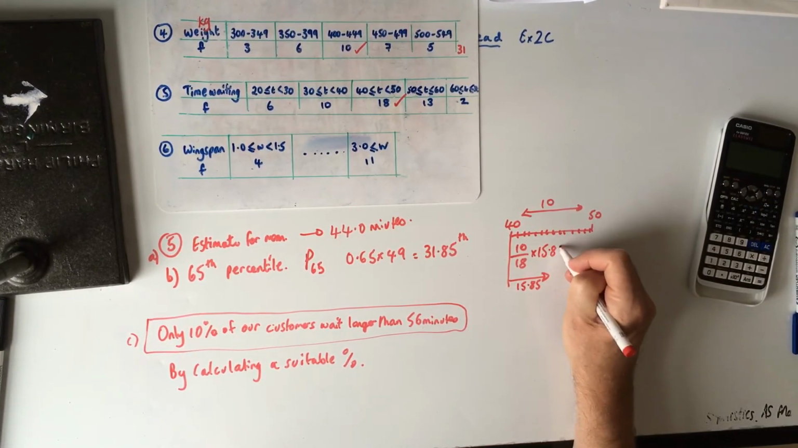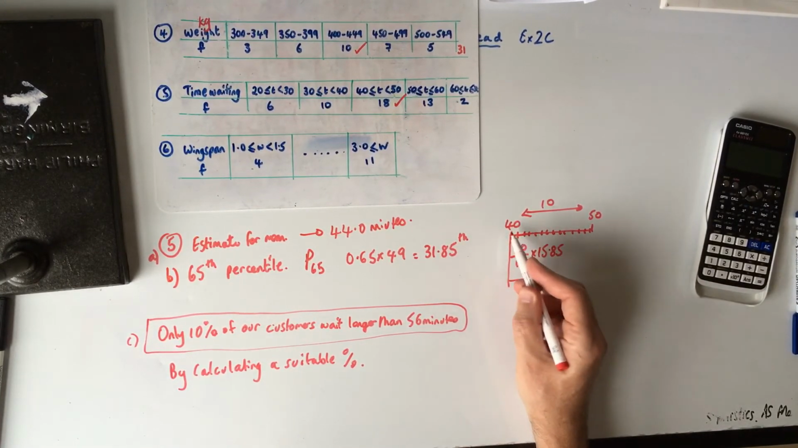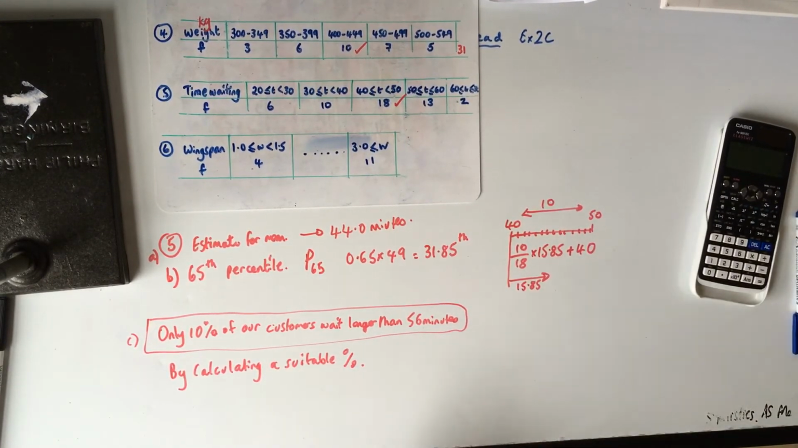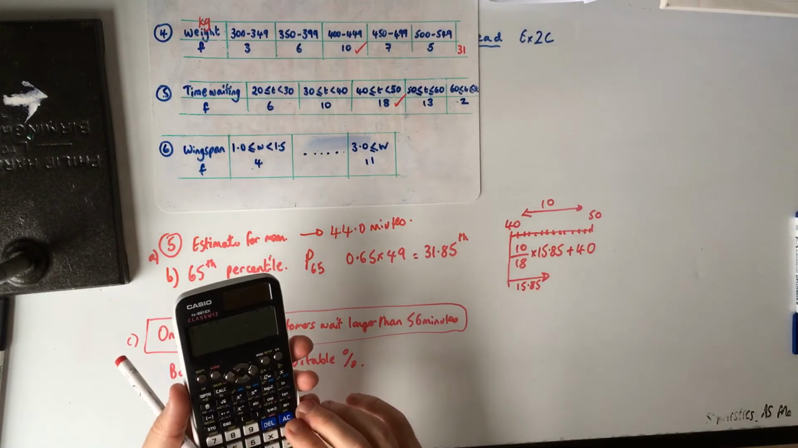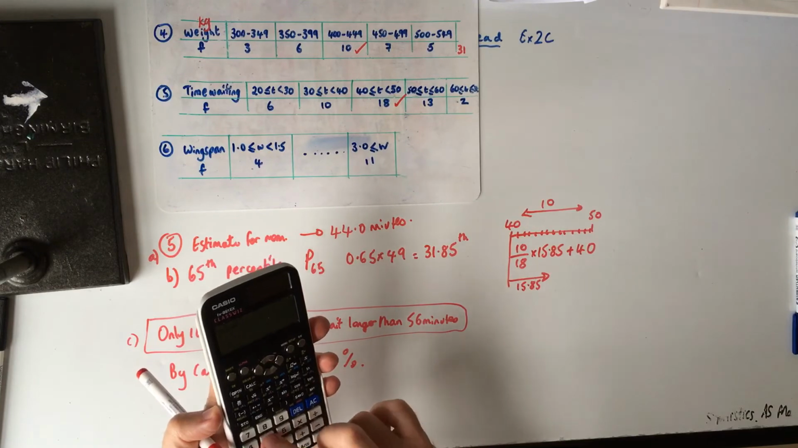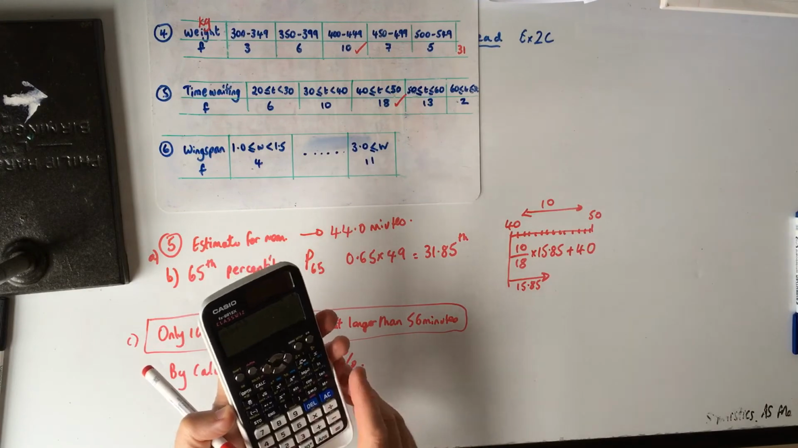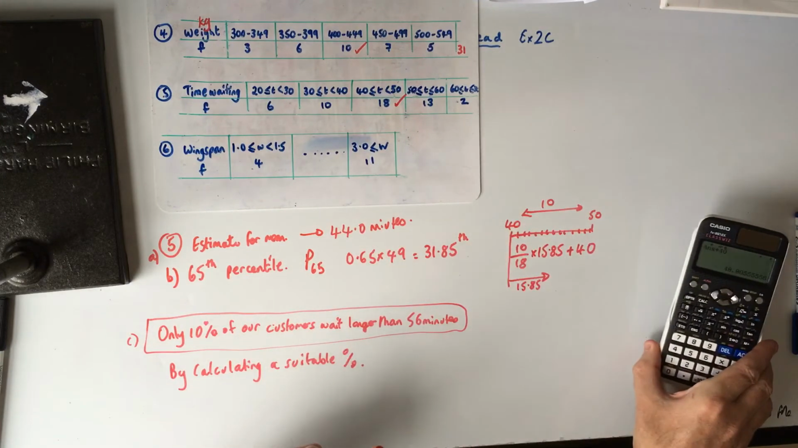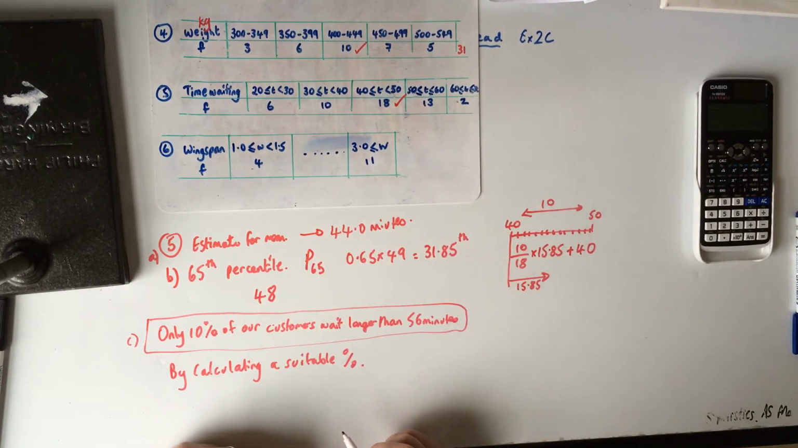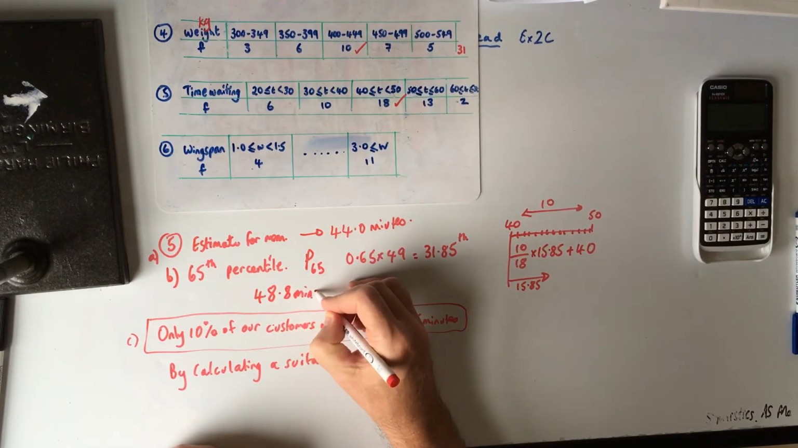So we want 15.85. And when we get that, we know how far to go into this group. So we do it all in one go and add it onto the 40. 10 divided by 18 times 15.85 is equal to, and then we add that to the 40 and it tells us where it is in that group. And it's 48.8. So the 65th percentile is 48.8 minutes.